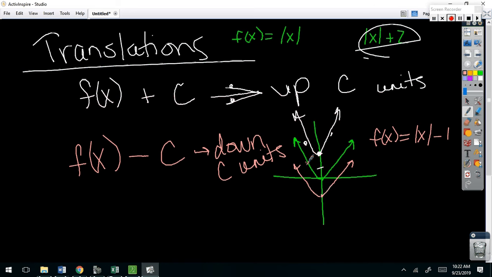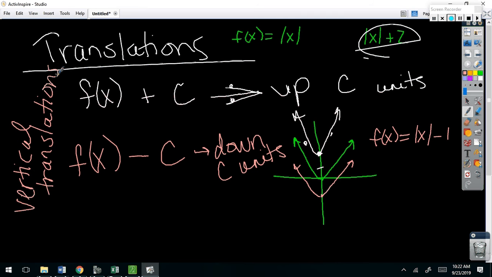Does that make sense? Right now I'm not getting very precise and exact. Right now I want you to understand what the shifts are doing. So adding it to the end of the equation is taking it up, and subtracting it from the end of the equation is taking it down. Everybody good? These are vertical translations. It's to the whole function.